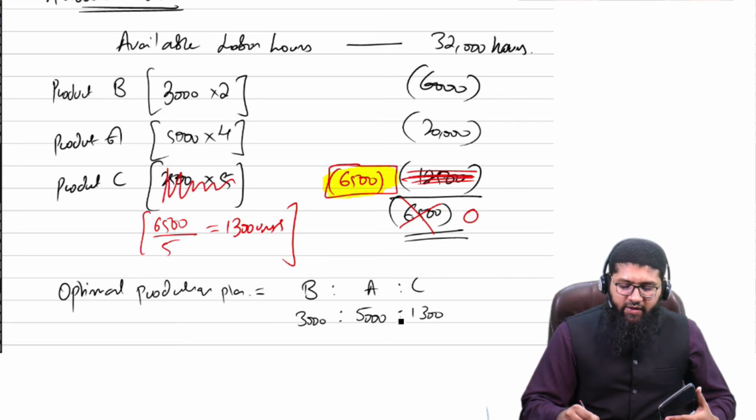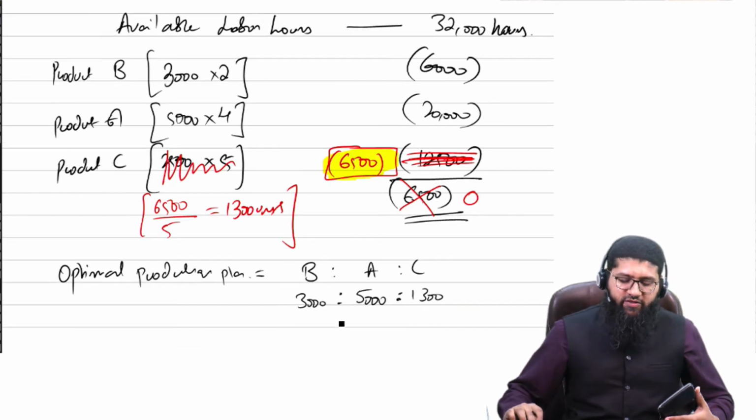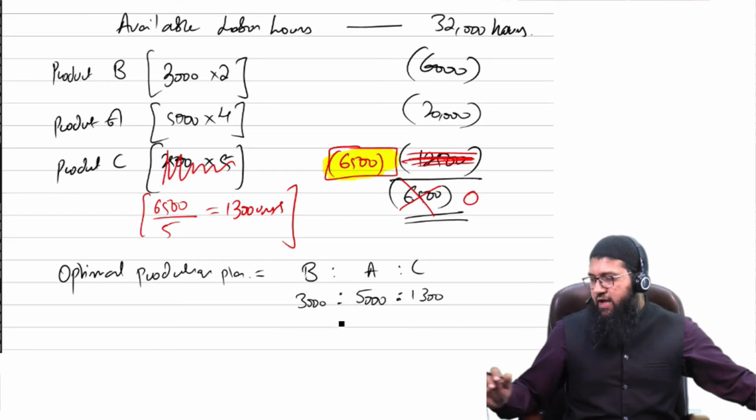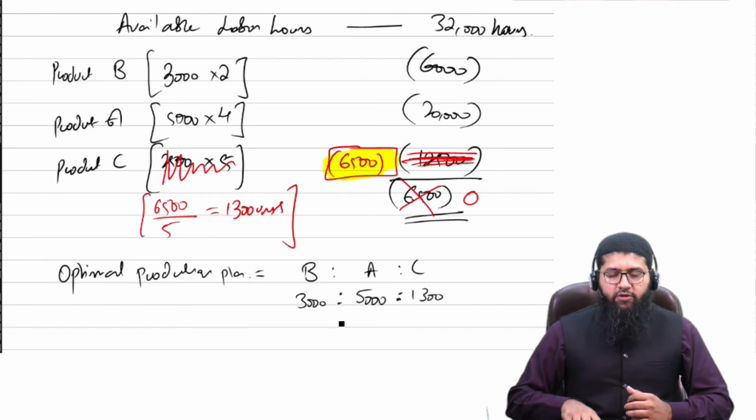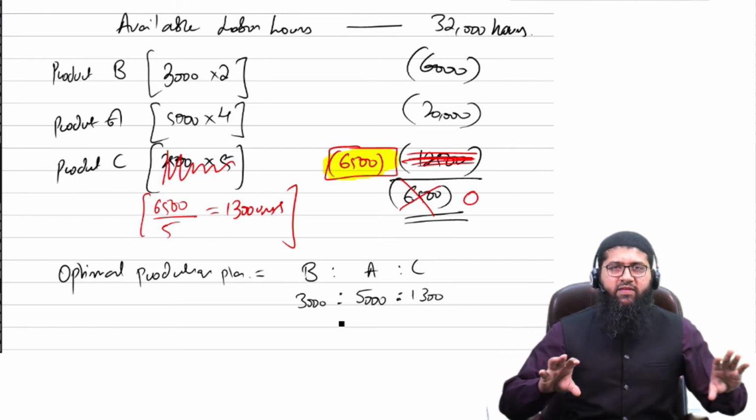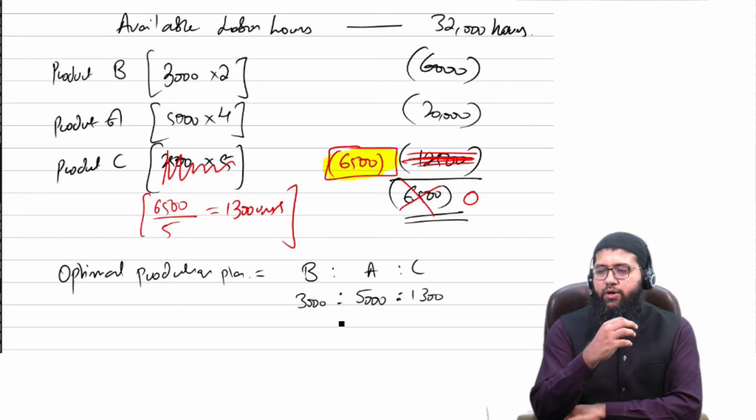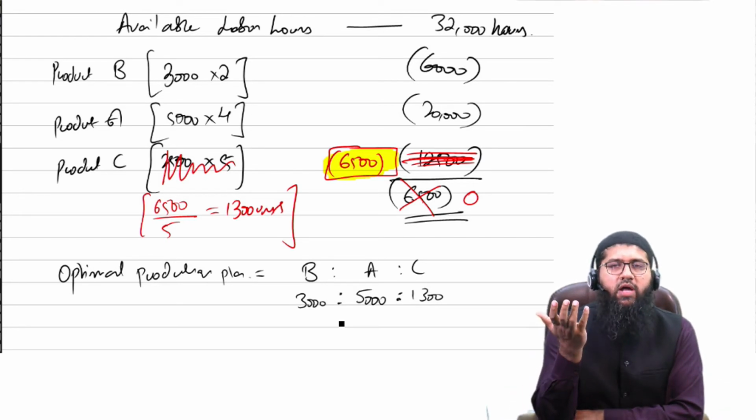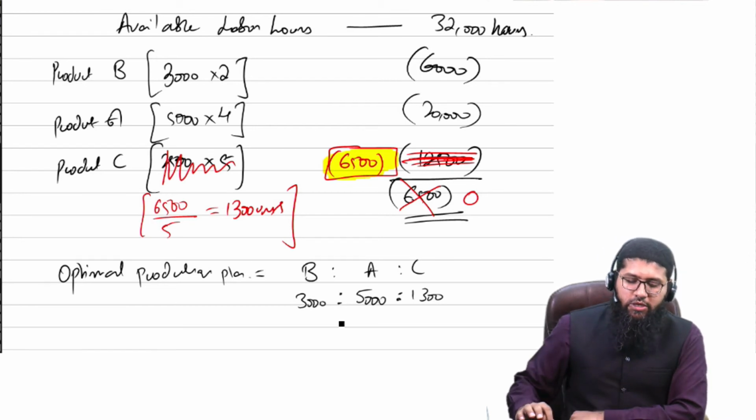And there are going to be 1,300 units of C. That's what the optimal production plan is going to be: 3,000, 5,000, and 1,000, and 1,300. So basically, if you produce these products in these quantities, ultimately you would be maximizing your profit. Ultimately, what are you going to be doing? You'll be maximizing your profits. Is this okay?